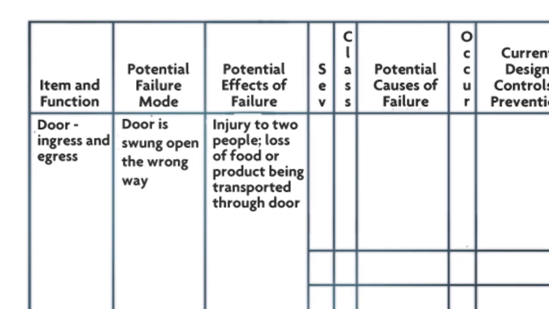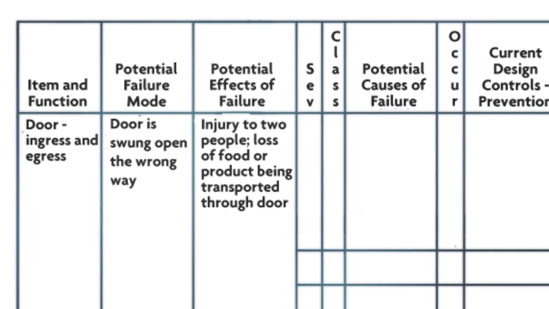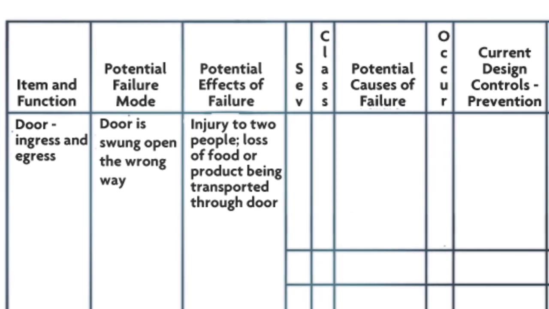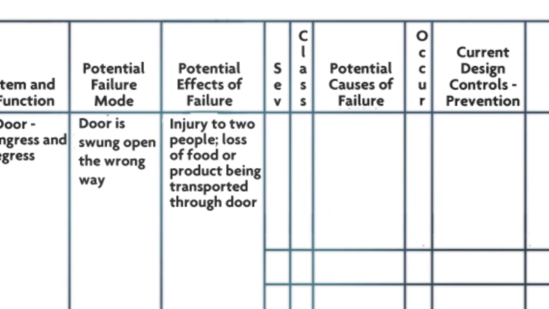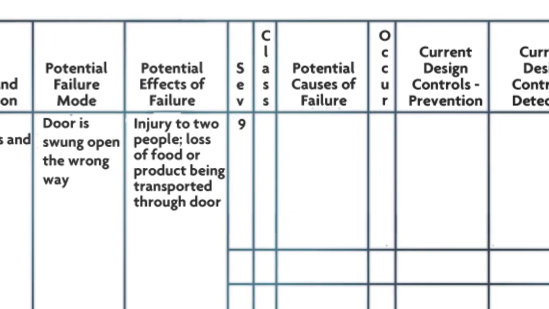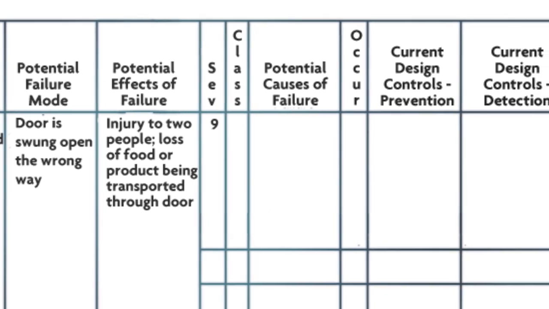What are the effects of that failure? There's an injury to perhaps 2 people. And additionally, there might be a loss of food if it was in a restaurant or some other product that's being transported through a manufacturing plant. The severity on our scale of 1 to 10, we're going to say is a 9 in this particular case. And again, this is a consensus by the team members.